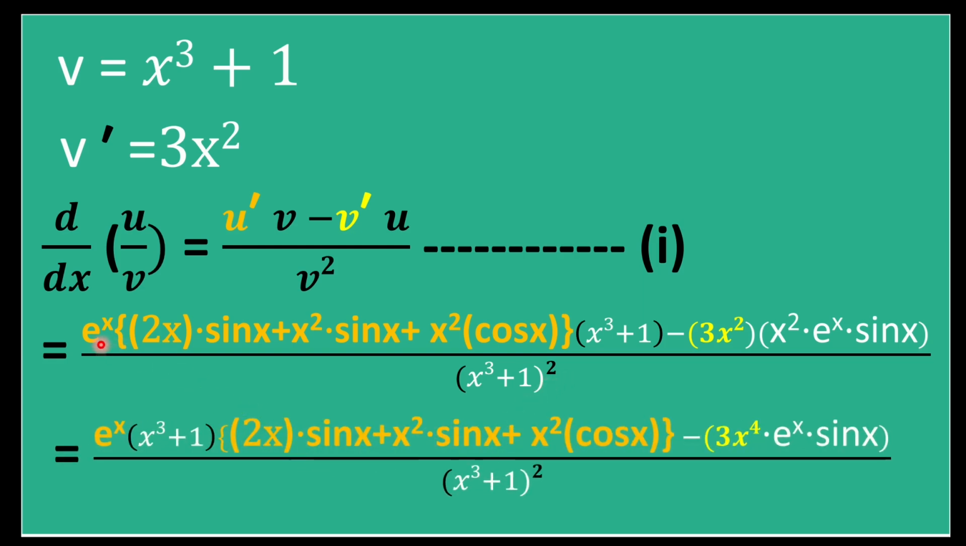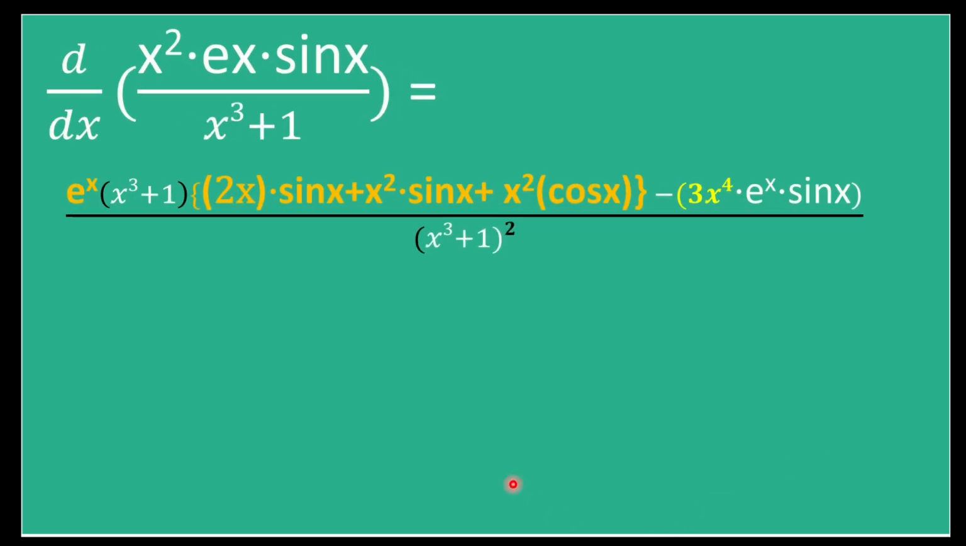And now this e^x and x cubed plus 1 we will write over here, and here we will multiply 3x squared and x squared. So this will become 3x to the power 4, because when the bases are the same and we multiply, their powers add. So overall, this was our question, and this is the differentiation of this question.